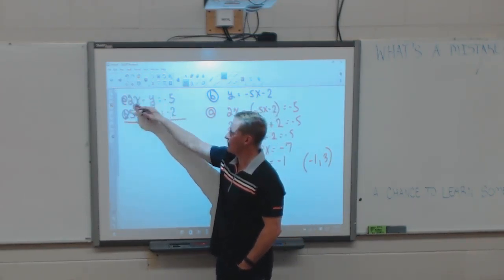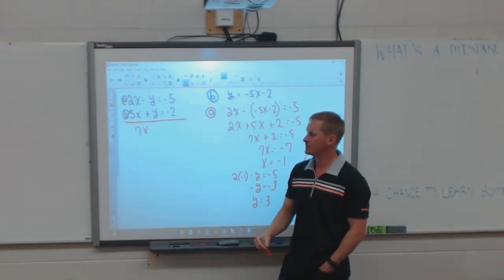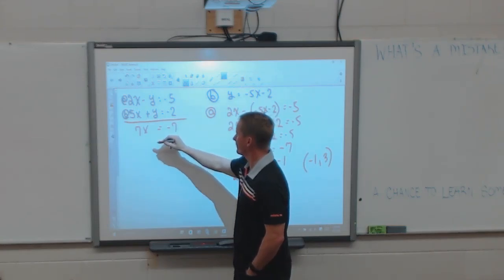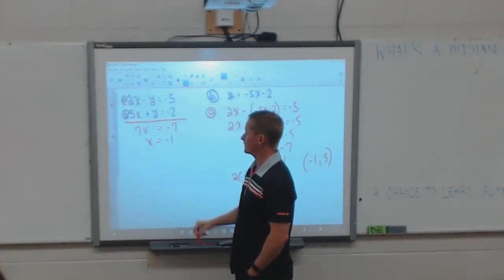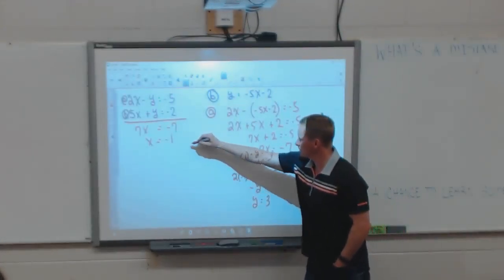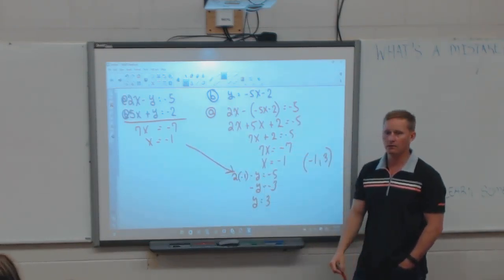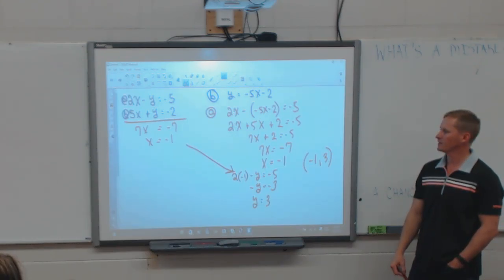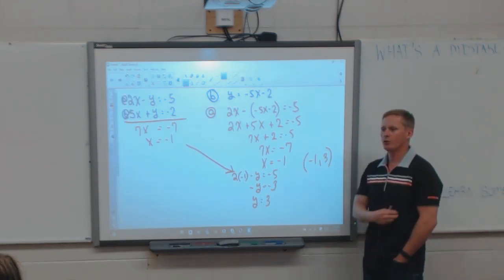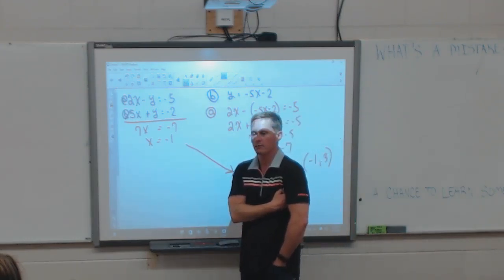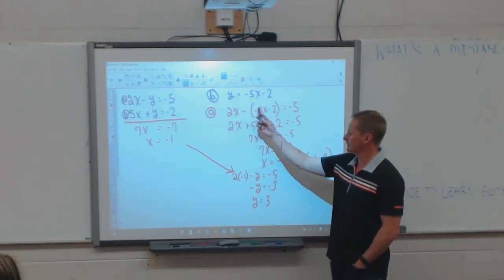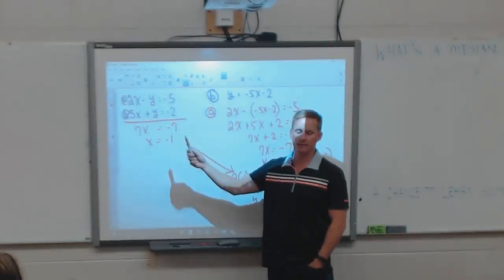2x and 5x make 7x. Minus y and plus y is 0. Minus 5, add -2 is -7. x is equal to -1. And then I go right to there and do the exact same thing. Those are the two new methods that you learned yesterday in order to solve for the intersection point of two lines.